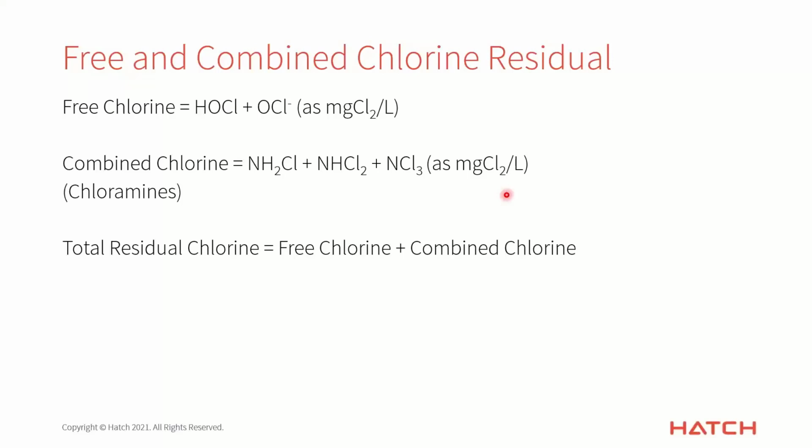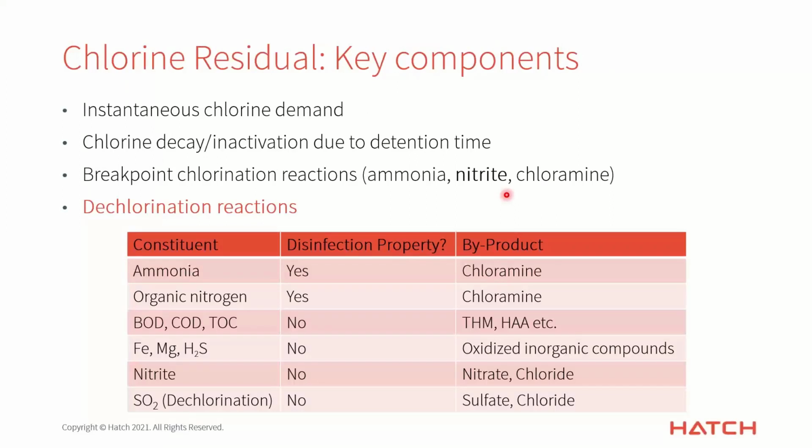And combined chlorine is actually chloramine. So this is basically when chlorine reacts with ammonia in the water, it forms these combined chloramine chlorine. And it's also measured in milligrams of Cl2 per liter. And then, as you can guess, total chlorine is just free chlorine and the combined chlorine added together, still measured in milligrams of chlorine per liter.